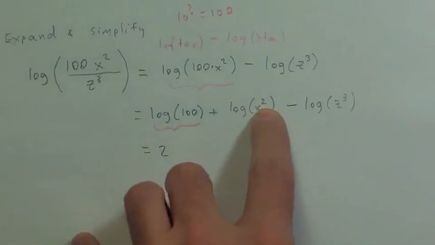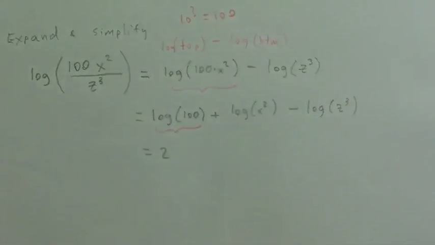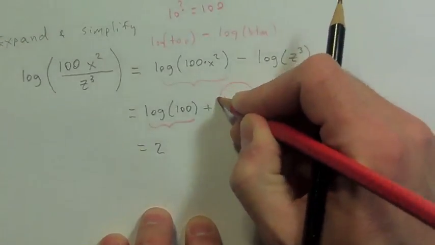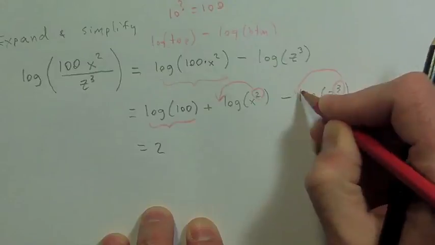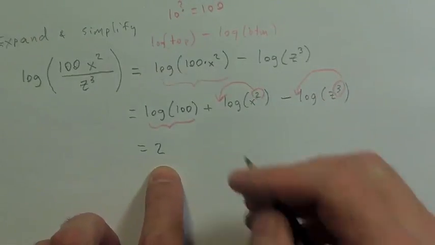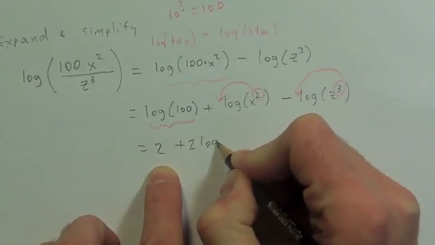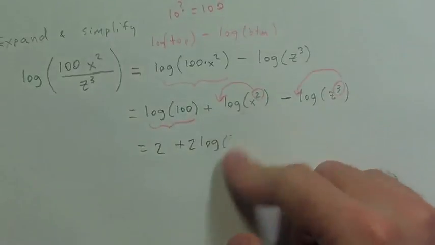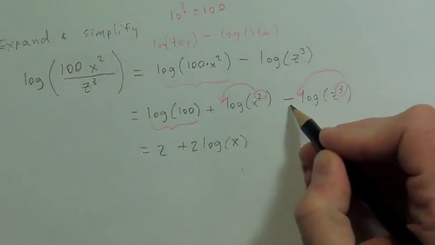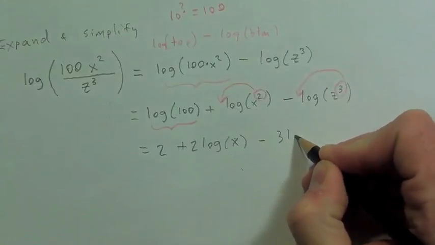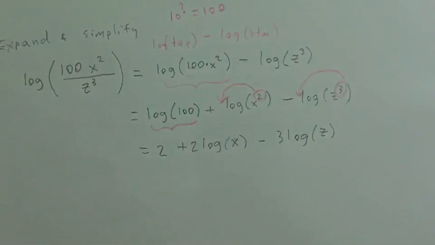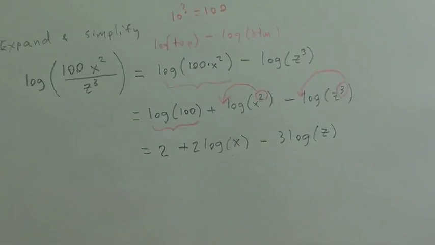For these two, we have our input raised to a power. So we're going to take these powers and bring them outside. So I'll have 2 plus 2 log of x, and it's still a minus 3 log of z. All right, and there we go. We have expanded and simplified this as far as we possibly can.